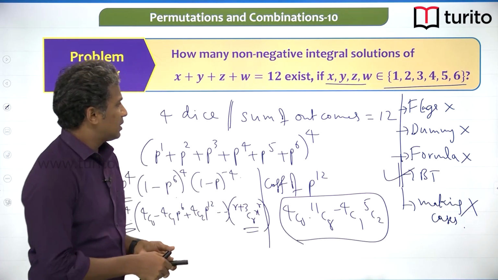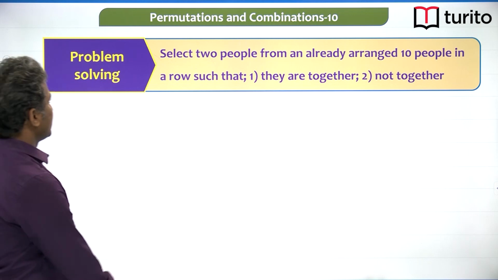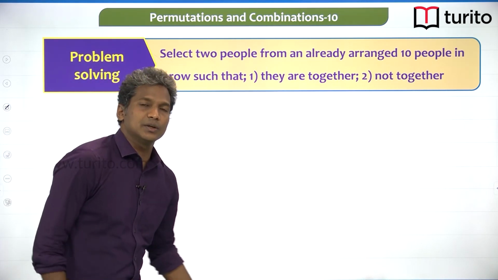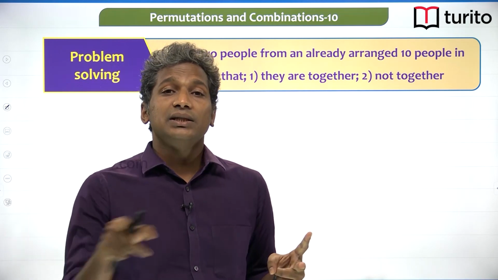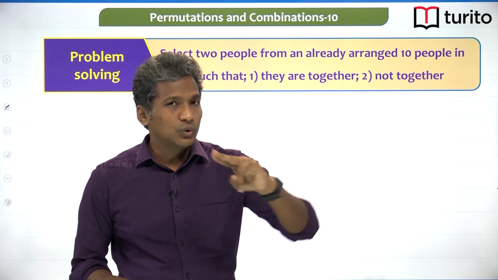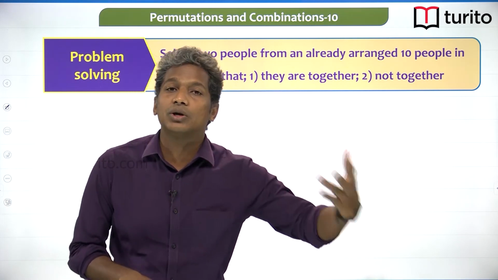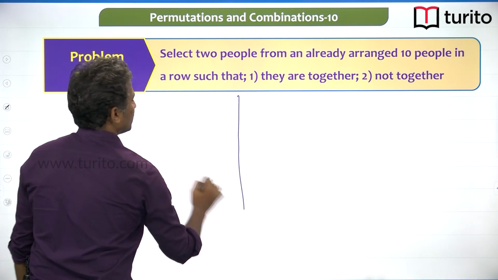Now let's move on to the next question. Now let's solve one interesting question. So here the question is about selecting any 2 people from an already arranged 10 people in a row, such that those two are together in one problem and not together in the other problem. So let me solve one problem here.